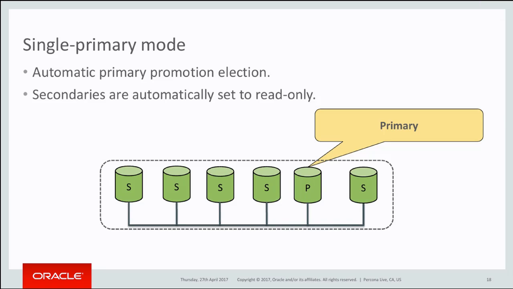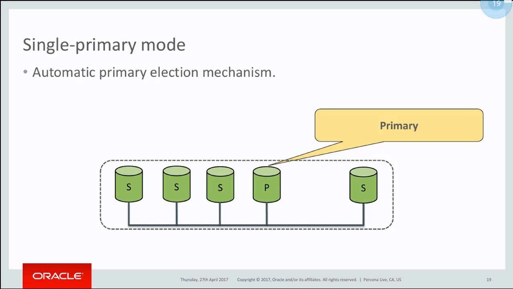This also brings automatic primary election. So when the group is bootstrapped, the primary is elected. And in case the primary fails, the group itself elects another primary. So this has auto failover built in. There is no need to have a DBA code, implement, or do a manual failover. This is built into the system.